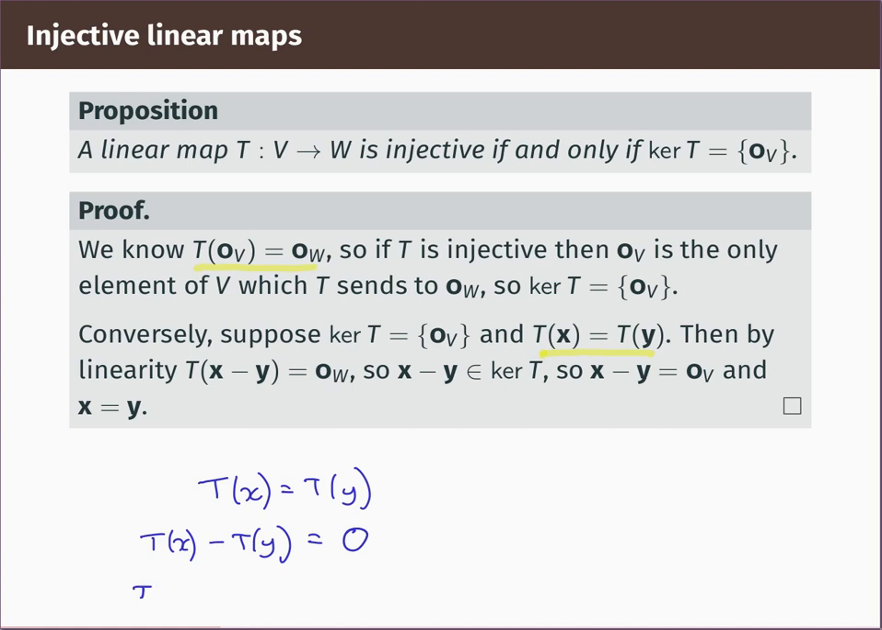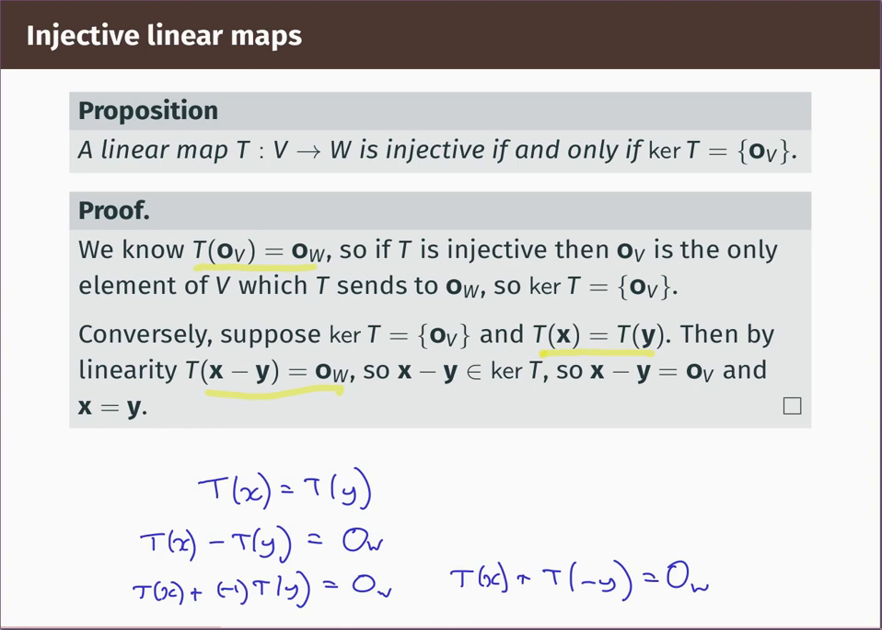And you can think of that as T of x plus minus 1 times T of y is equal to 0, or equivalently, T of x plus T of minus y is equal to 0. Of course, I mean the zero vector in W every time. But then by linearity of T, what you've got there is T of x minus T of y. So that takes us to this step here. T of x minus T of y is the zero vector in W.